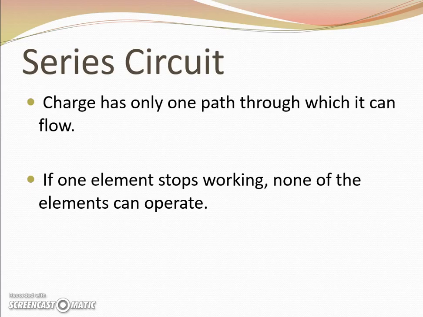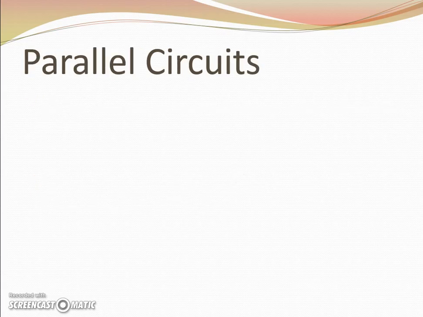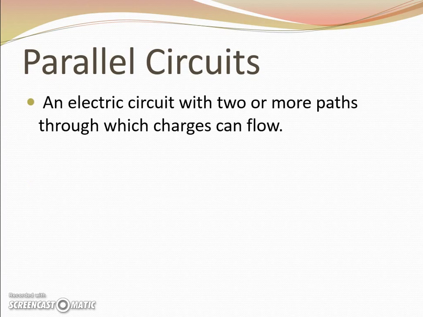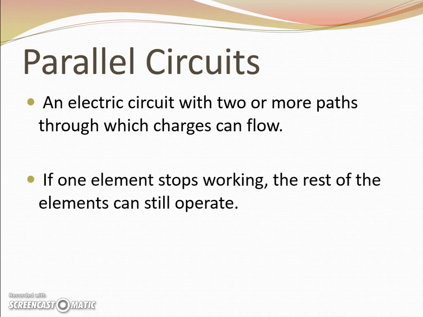However, today's strands of Christmas lights are on a parallel circuit, which means they have more than one pathway to follow through. So at least two, if not more than that. That means if one stops working, the rest of it can continue working just as if that one was still working or not. So that one does not matter. With parallel circuits, if one stops working, the rest is still going to operate just fine.